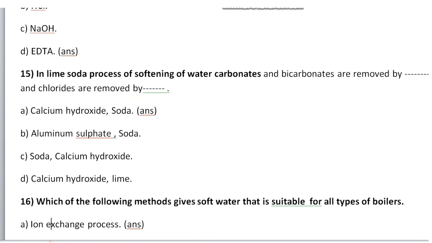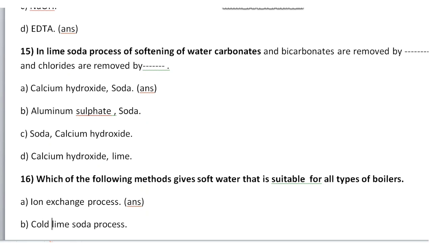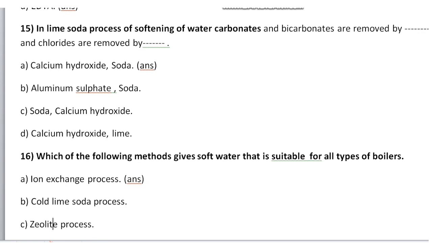In the lime soda process of softening of water, carbonates and bicarbonates are removed by what? While sulfates and chlorides are removed by what? The answer is carbonates and bicarbonates are removed by calcium hydroxide, while sulfates and chlorides are removed by soda. That means the first is the answer.